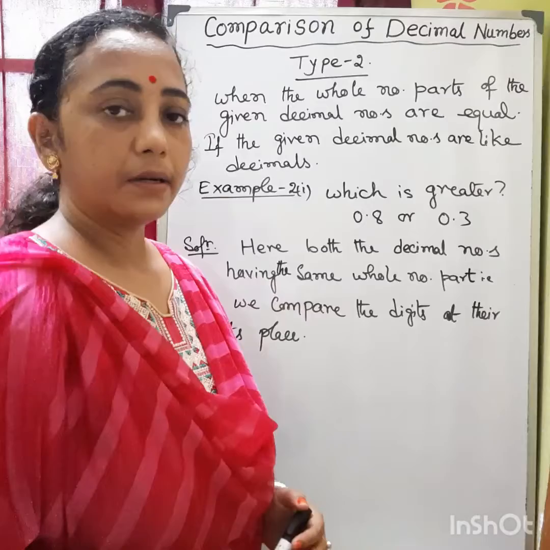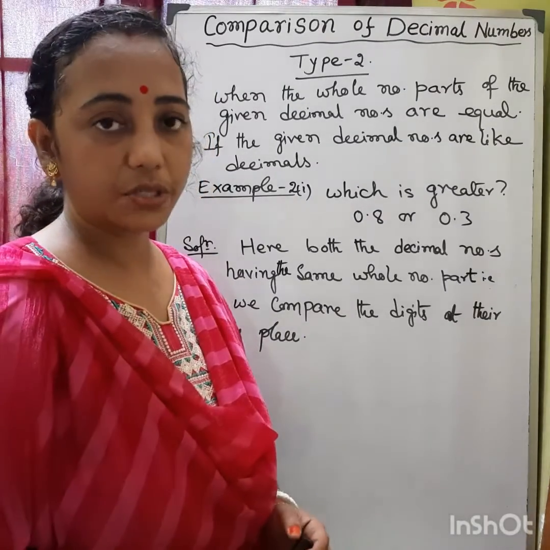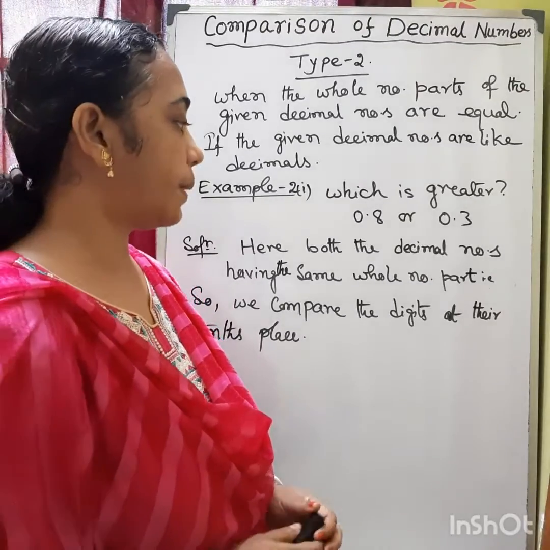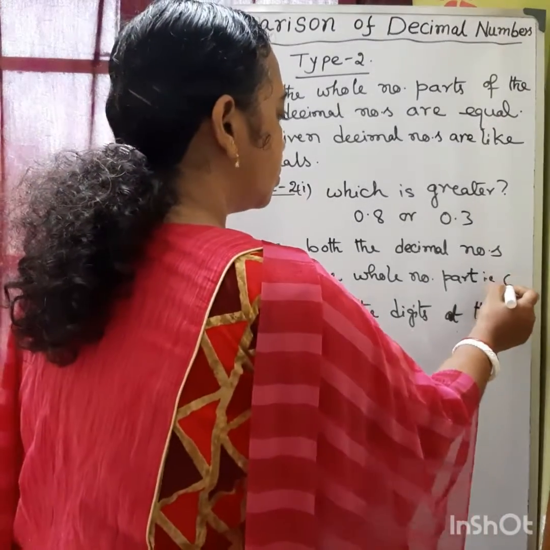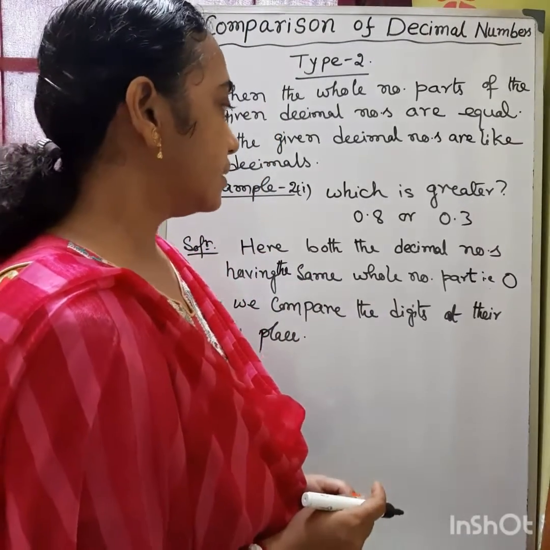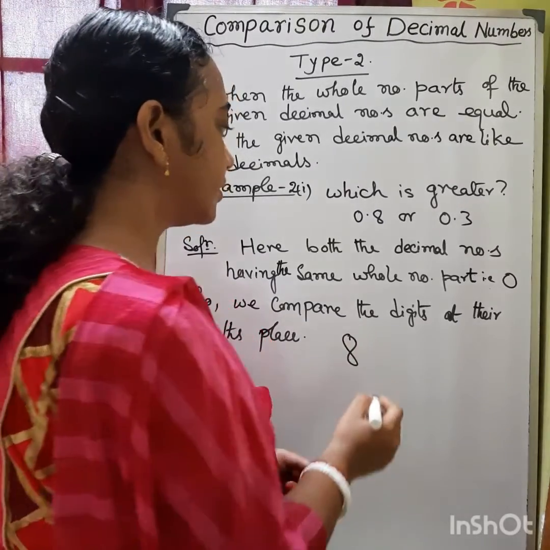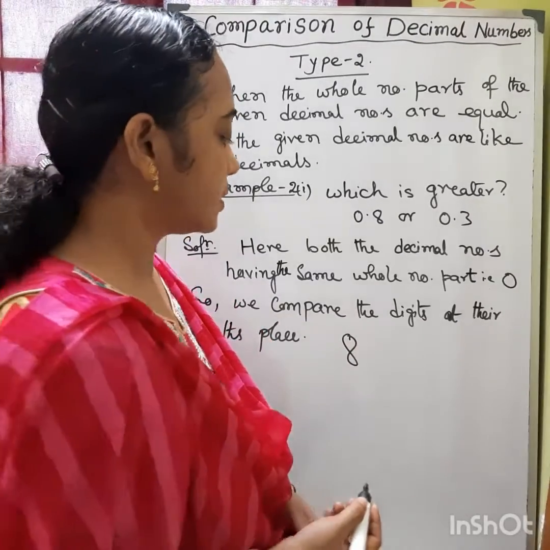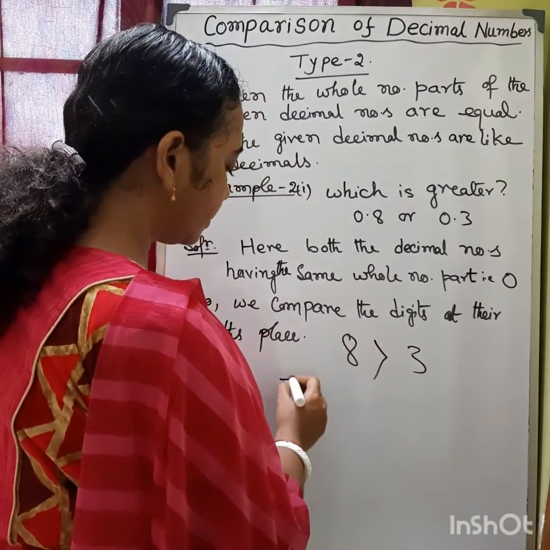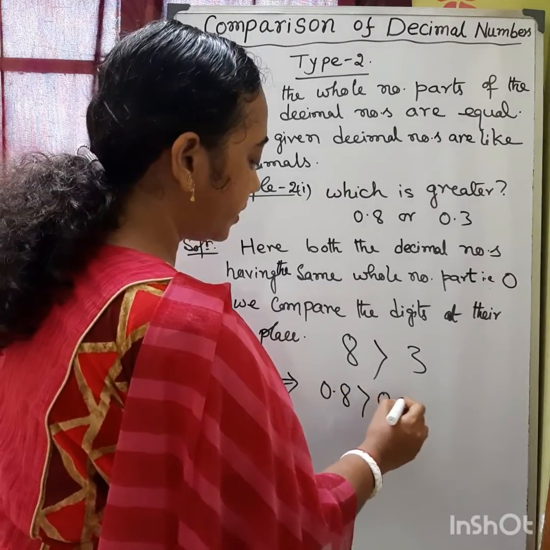Now let us do an example, which is greater, 0.8 or 0.3. Here both decimal numbers have the same whole number part, that is 0. So we compare the digits at their tenths place. The digit at the tenths place of the first decimal number is 8 and of the second decimal number is 3. As we know 8 is greater than 3, so we can say that 0.8 is greater than 0.3.